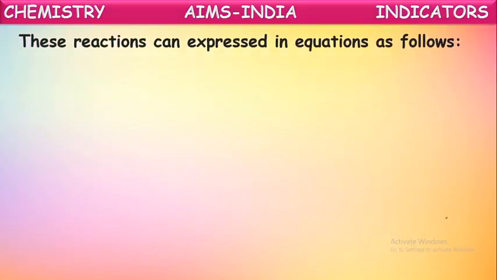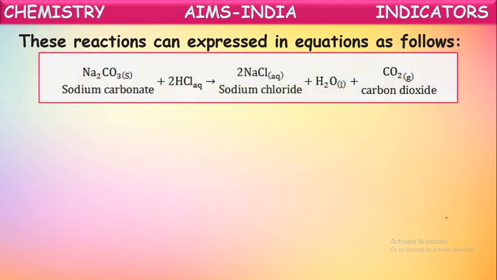These reactions can be expressed in equations also as follows. See here, sodium carbonate on reaction with aqueous HCl. This aq represents aqueous, nothing but dilute. So sodium carbonate reacts with dilute hydrochloric acid to form sodium chloride salt, water and carbon dioxide gas. We have seen the test for carbon dioxide gas also.